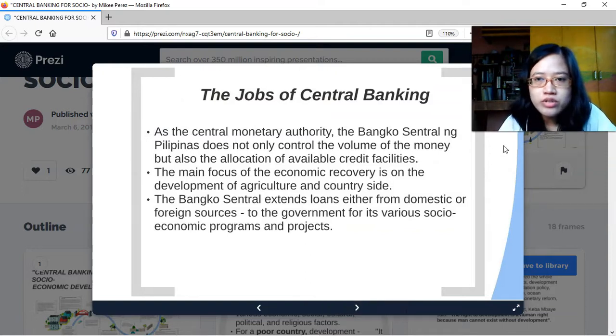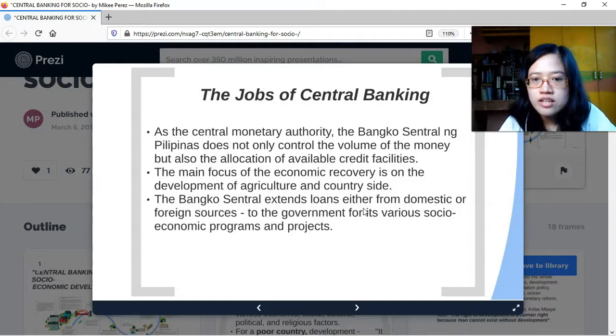The jobs of central banking. So as the central monetary authority, the Bangko Sentral ng Pilipinas does not only control the volume of the money, but also the allocation of available credit facilities. The main focus of the economic recovery is on the development of agriculture and countryside. So the GOCCs that we have, Land Bank and DBP, are supportive of these programs for agriculture. You have farmers, fisherfolk, and of course the development of small and medium enterprises.